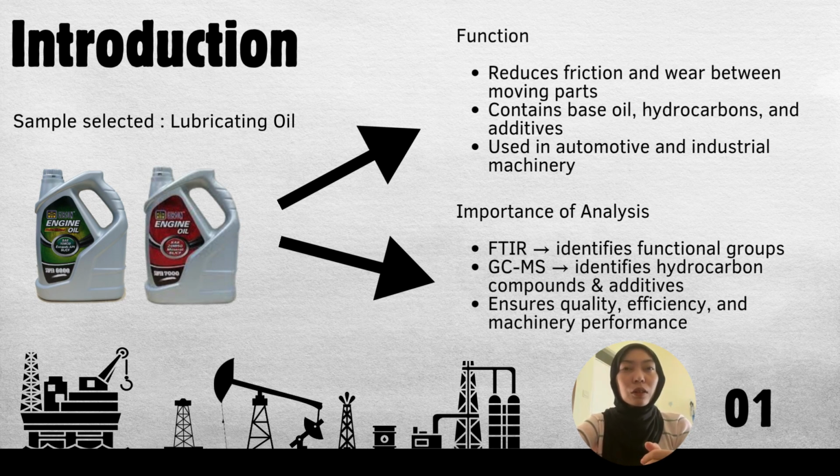Lubricating oil is used to reduce friction and wear between moving mechanical parts, helping machines and engines to operate more efficiently. It mainly consists of base oil, hydrocarbons, and additives that improve lubrication performance and stability. Lubricating oil is widely applied in automotive engines and industrial machinery to protect equipment from damage and overheating.